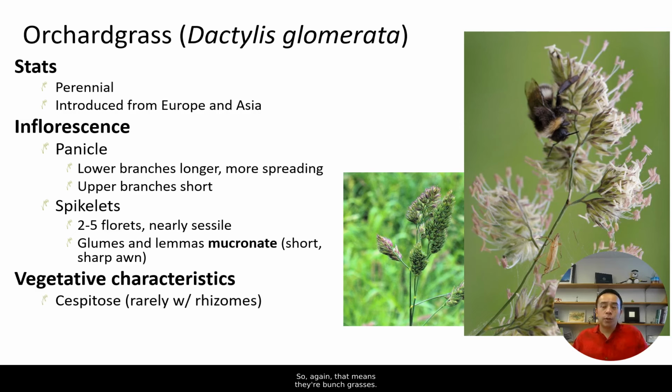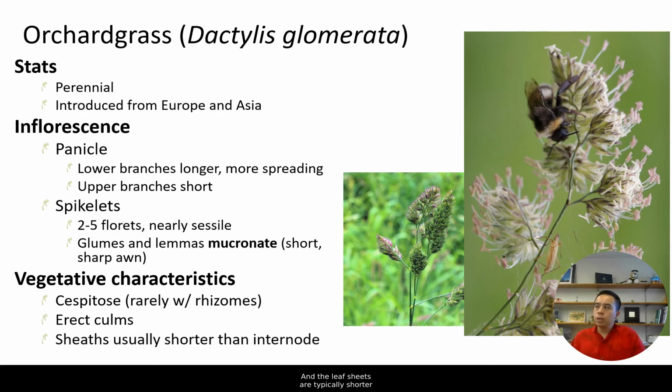Vegetatively, they are cespitous plants. So again, that means they're bunch grasses, they're bunchy, and sometimes they can produce rhizomes, although that's generally pretty rare. The culms are typically what we consider erect, so they grow straight up and typically are rigid. And the leaf sheaths are typically shorter than the internode, often leaving kind of a bare area above the nodes, in between the nodes and where the blade comes out of the sheath.